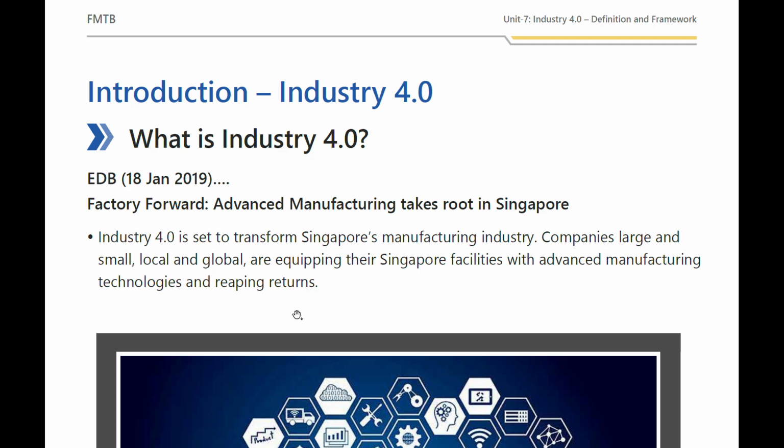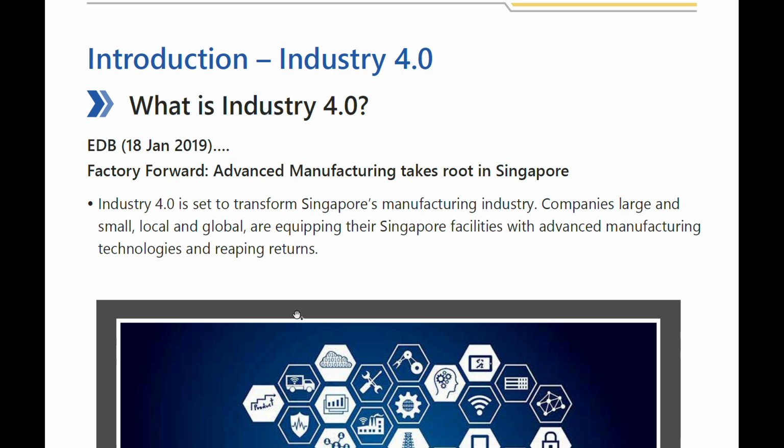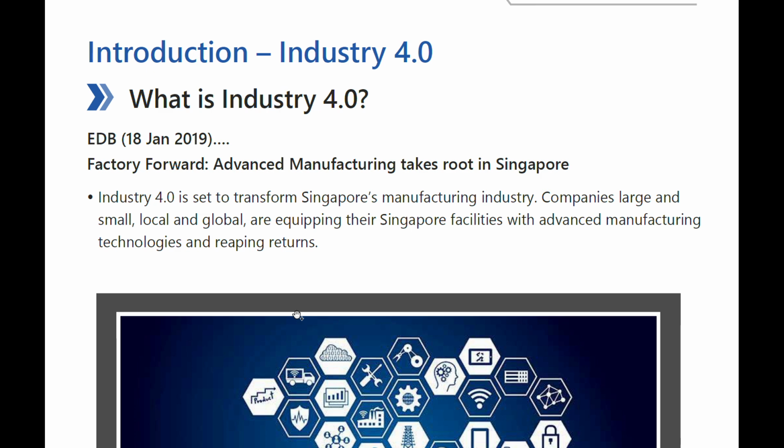So with that, what is Industrial 4.0? Basically, it is to equip Singapore's manufacturing industry, whether large or small, with advanced manufacturing technology and ramp up in return.